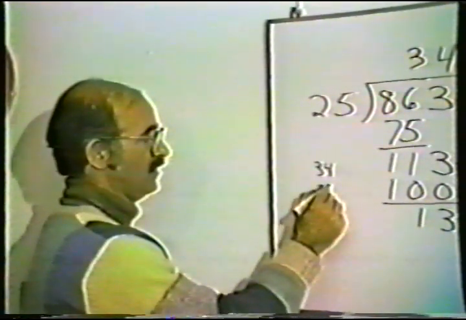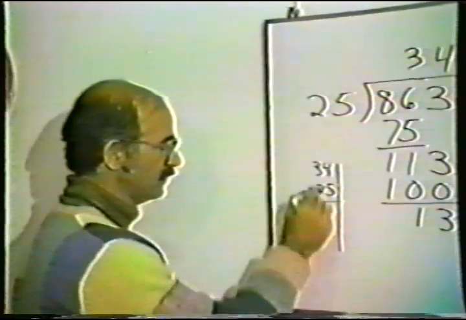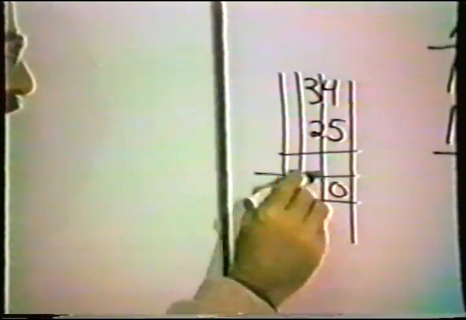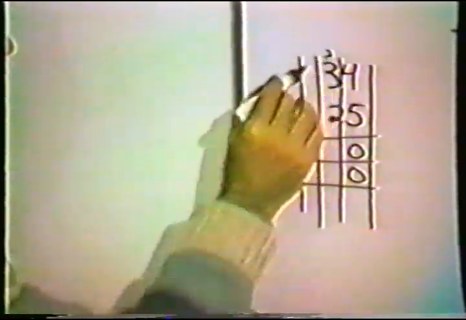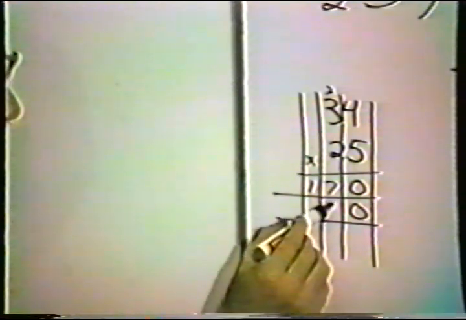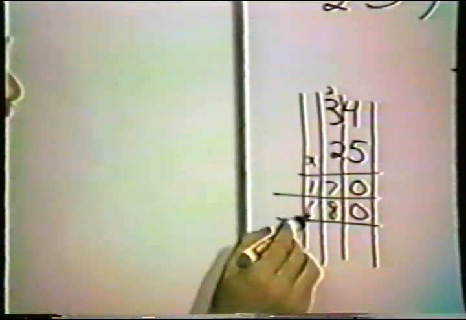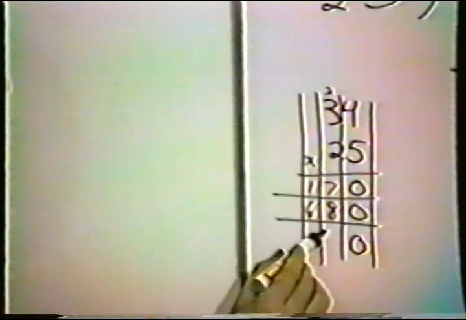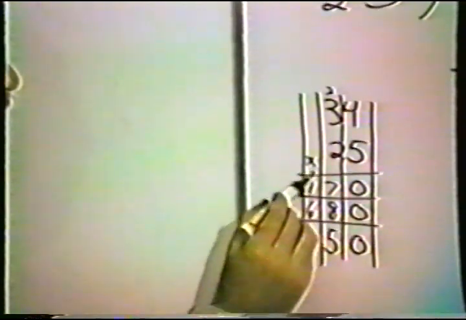34 times 25. Four times 5 is? 20. Put down the 0, carry the 2. 3 times 5 is? 15. Plus 2, 17. 4 times 2 is? 8. 3 times 2 is? 6. Plus nothing to carry, still 6. 0 plus 0 is? 0. 7 plus 8 is? 15. Put down the 5, carry the 1. 1 plus 1 is 2, plus 6, 8.